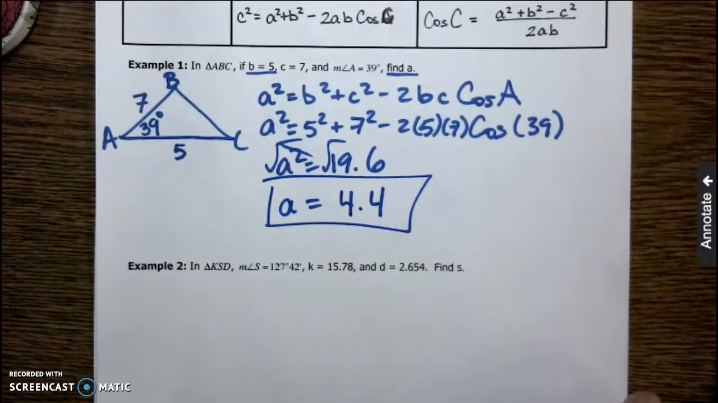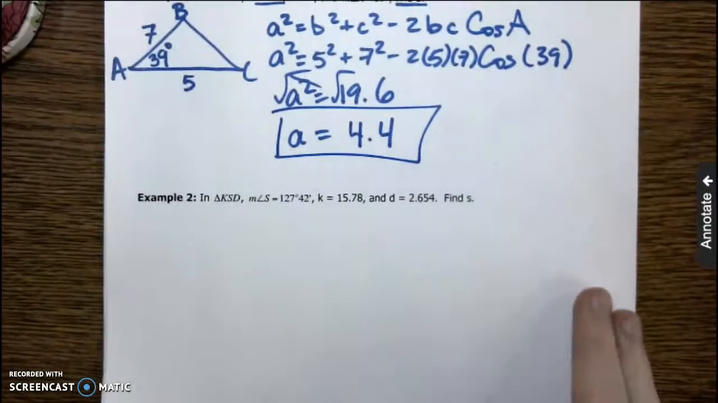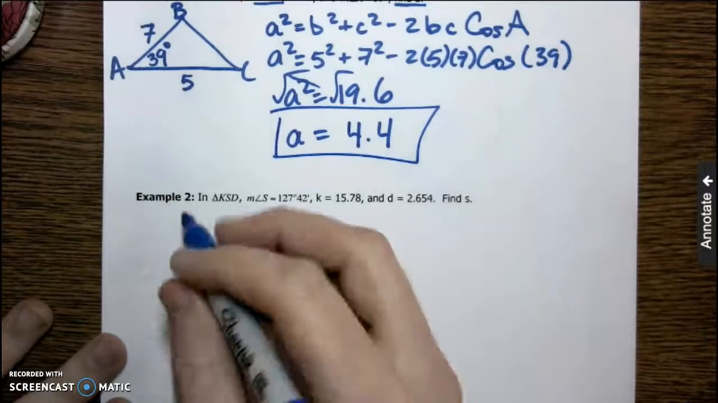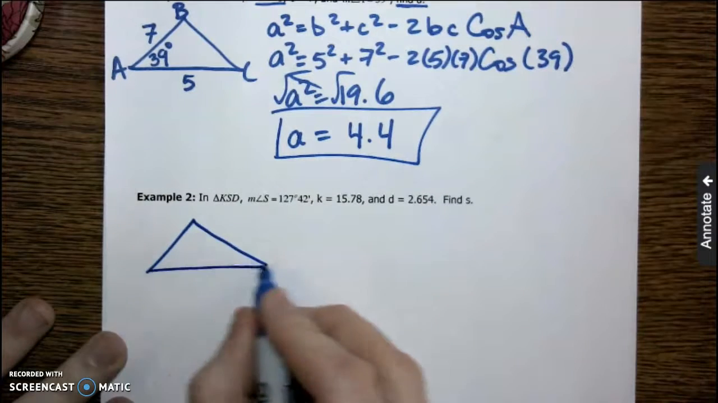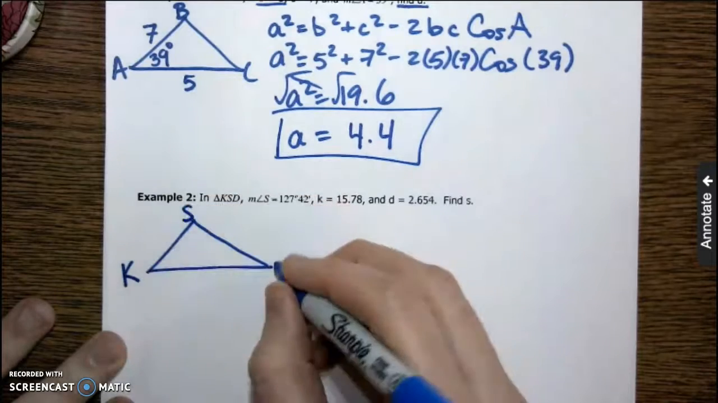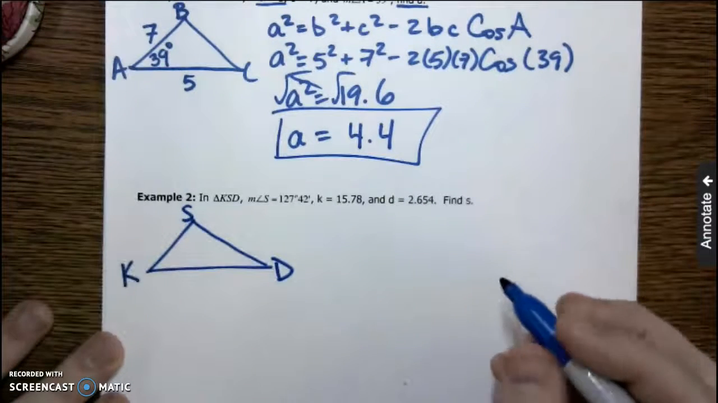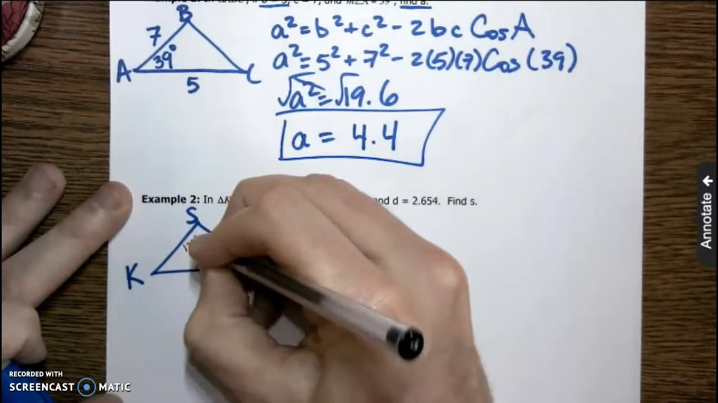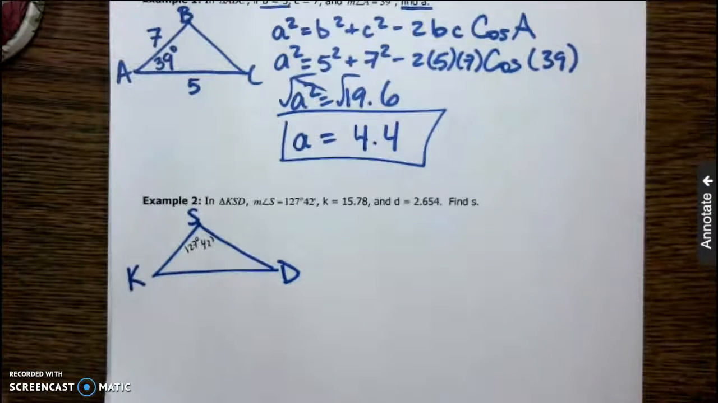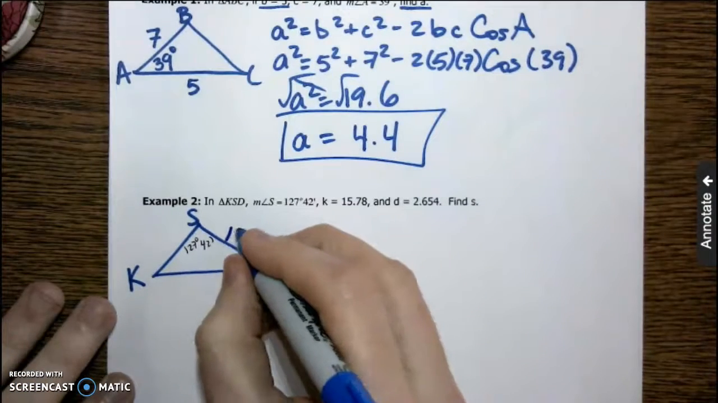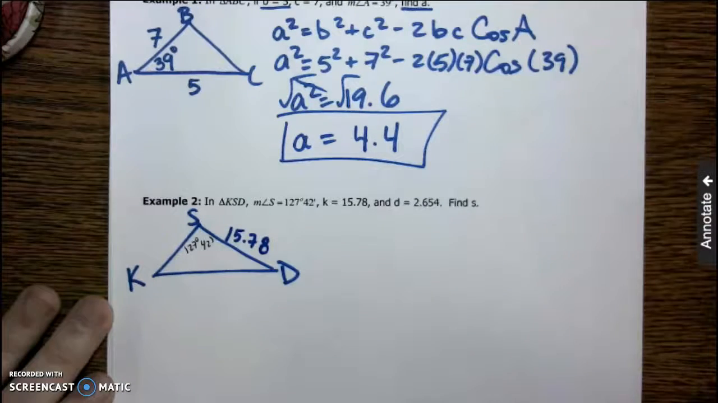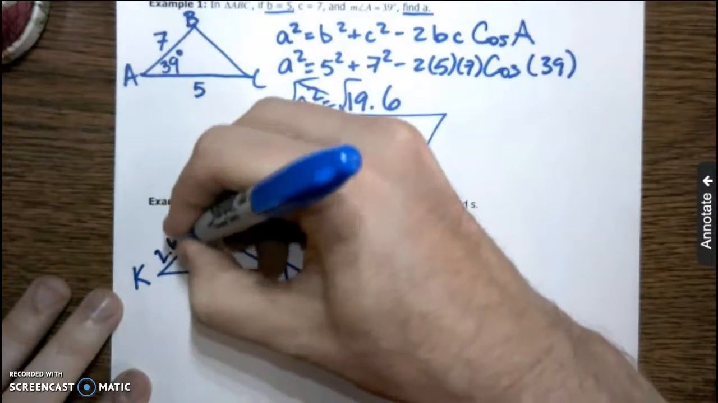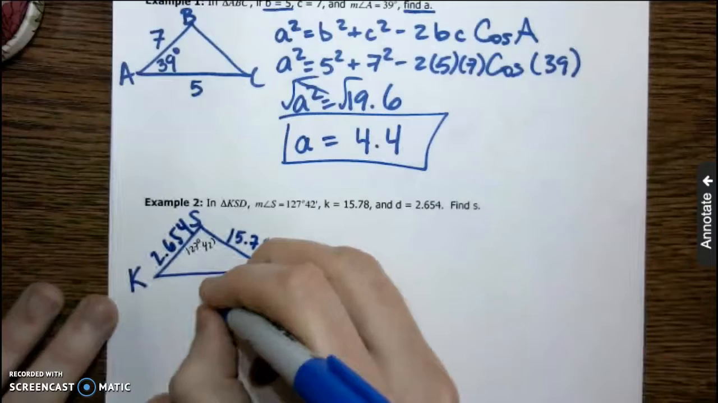Okay, example 2 is much like that, only they're using different letters, so it may be a little confusing which law of cosines formula you want to use. All right, so angle S is 127 degrees, 42 minutes, which I'm going to put for angle S. Side k is 15.78. Side d, which is opposite of angle D, is 2.654. They want us to find side s.